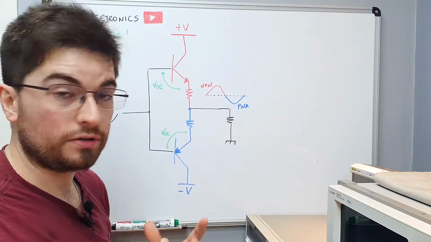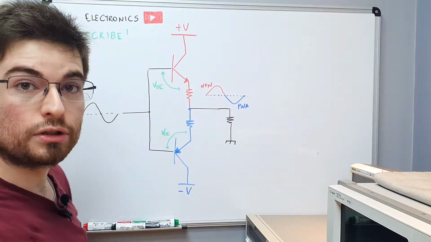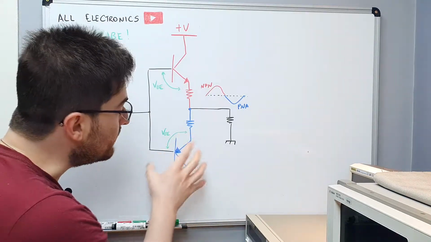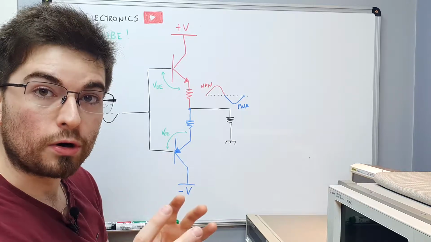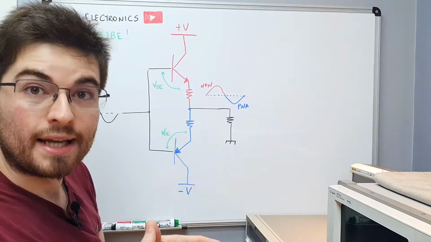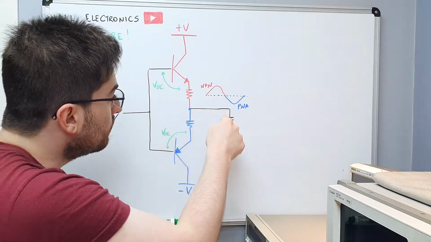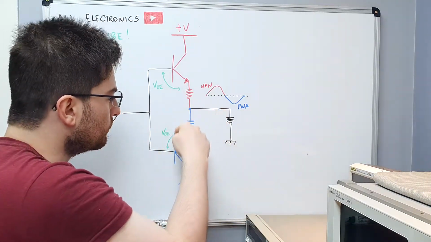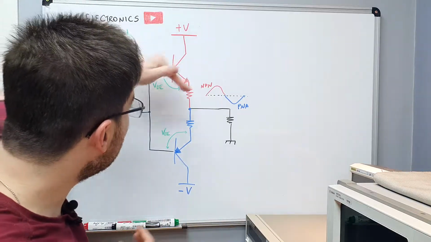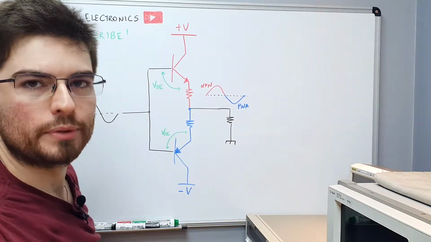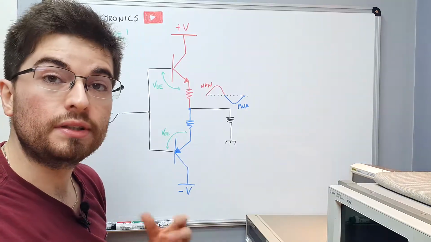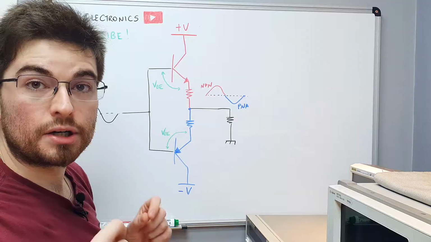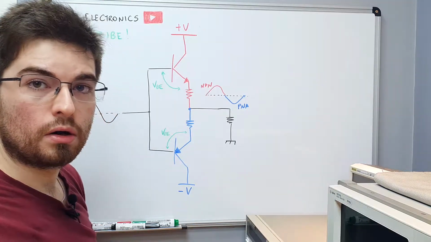When the input is positive, we have the NPN transistor doing the work, and when the signal is negative, we have the PNP transistor doing the work. The NPN transistor can source current to the load, and the PNP transistor can pull current from the load. This is why this stage is a push-pull output stage. Later, we will understand the purpose of these resistors on the emitters. They are crucial for the circuit to work in real life.